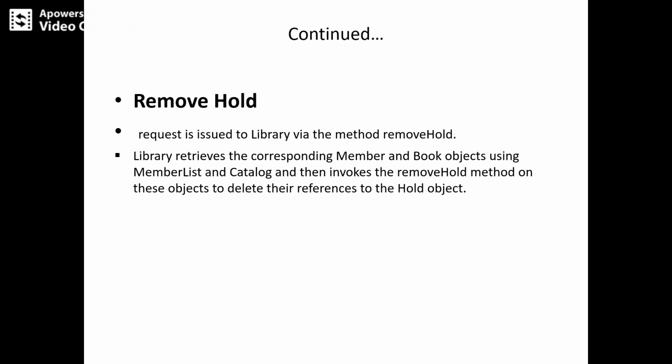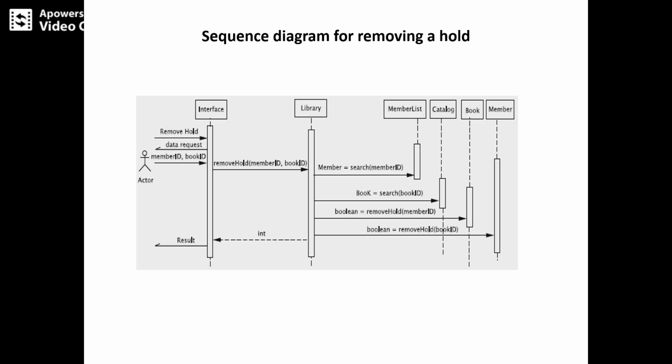So using the member list and the catalog, then invoke the remove hold methods on this object to delete their reference to the hold object, whatever they are referring to, that we need to delete. We need to take it very carefully, that is remove hold. Now we'll see the sequence diagram for removing a hold. This is similar to placing a hold. Again, there is no looping in this sequence diagram.